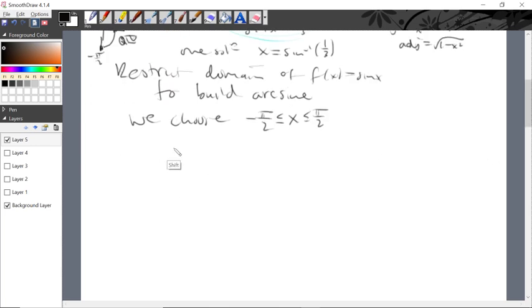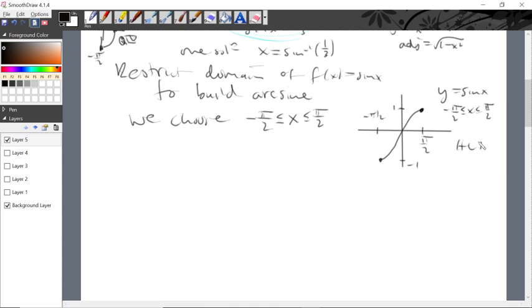Okay, and so that gives us a sine function restricted, looks something like this. Okay, so it goes up to 1, down to negative 1. All right, this is negative pi over 2. This is positive pi over 2. This is the function y is equal to the sine of x on the restricted domain. And this is invertible. This now passes the horizontal line test.